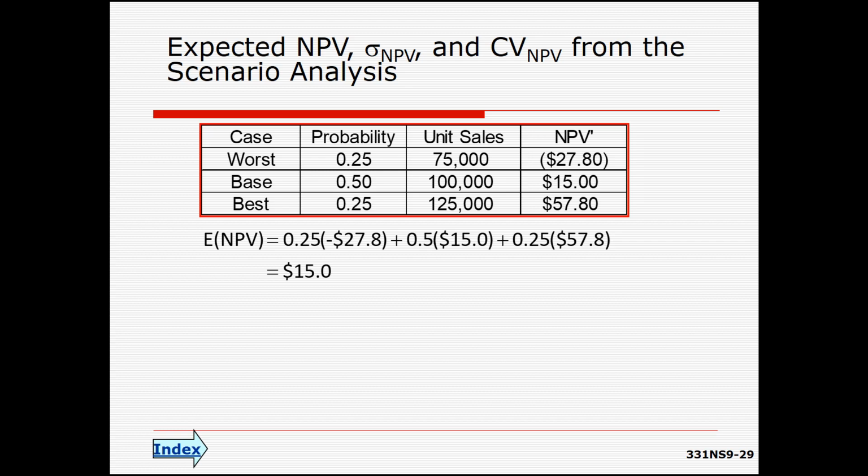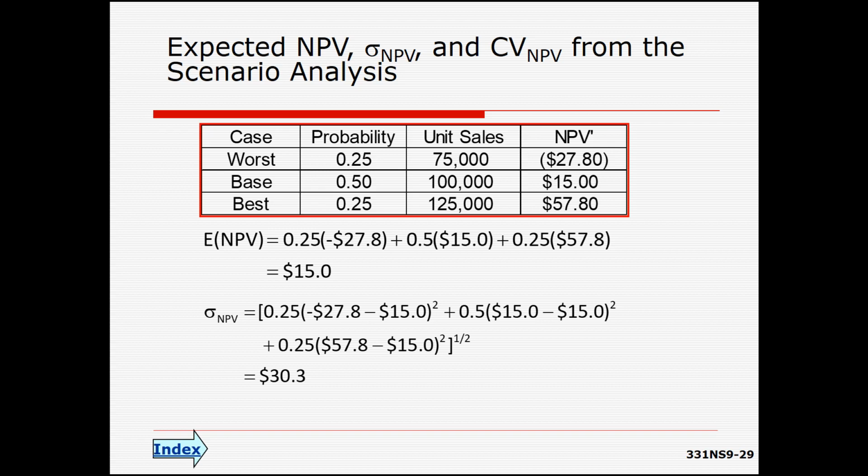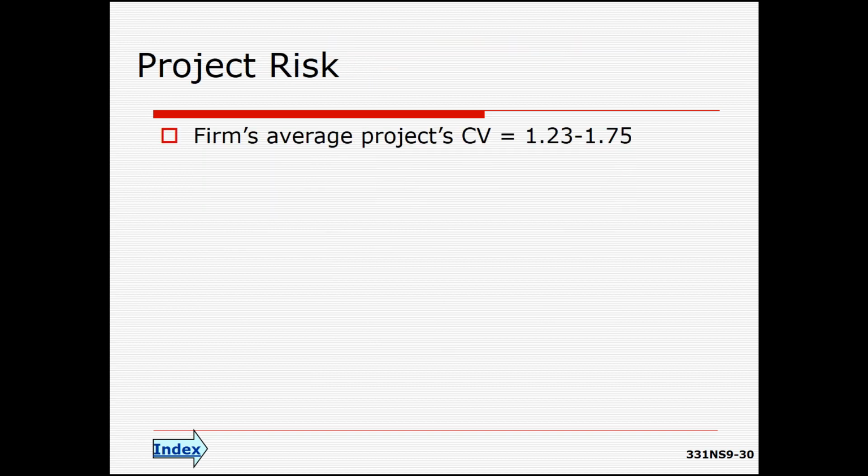We'll also compute the standard deviation of the NPVs and the coefficient of variation. If the firm's average risk project has a coefficient of variation between 1.23 and 1.75, then this project, with a coefficient of variation of 2, is riskier than the firm's typical project.